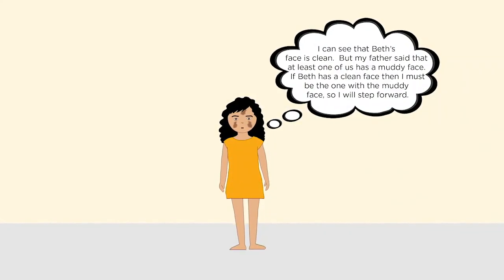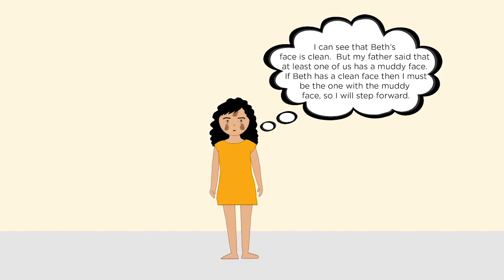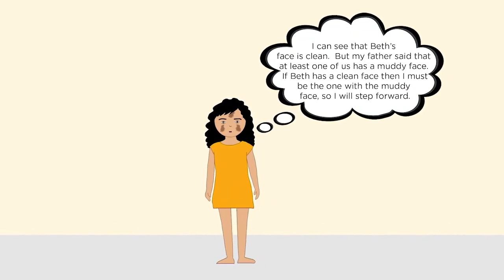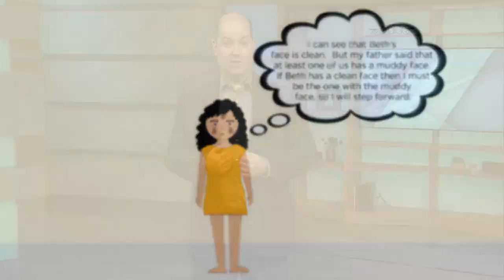Well, if that were the case, then Anne would reason like this. I can see that Beth's face is clean, but my father said that at least one of us has a muddy face. If Beth has a clean face, then I must be the one with the muddy face, so I will step forward. But we know that Anne didn't step forward, and therefore she did not reason like this. The only conclusion is that this scenario is impossible. Of course, similar reasoning tells us that it can't be that Anne's face is clean while Beth's face is muddy.